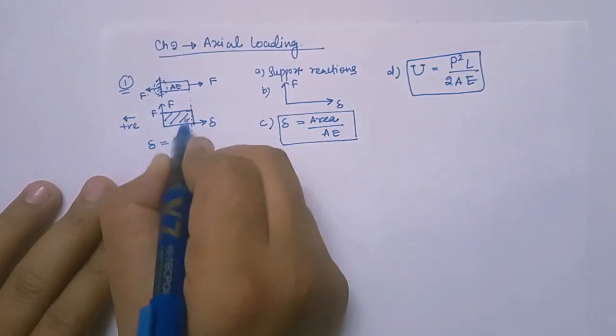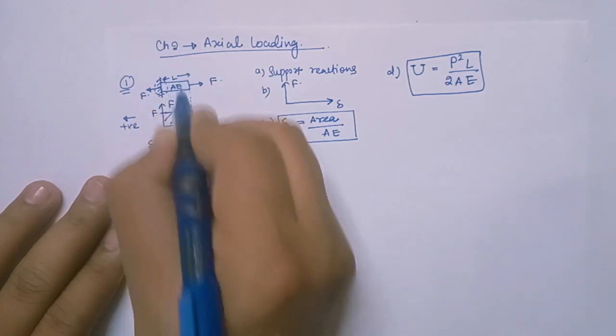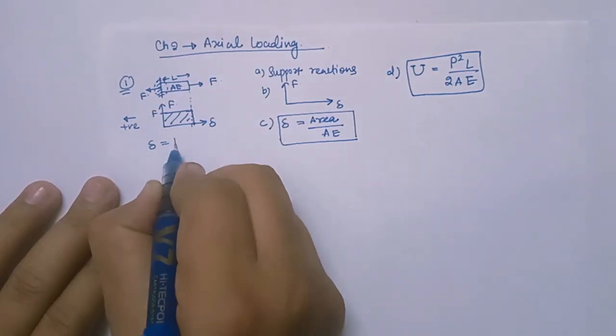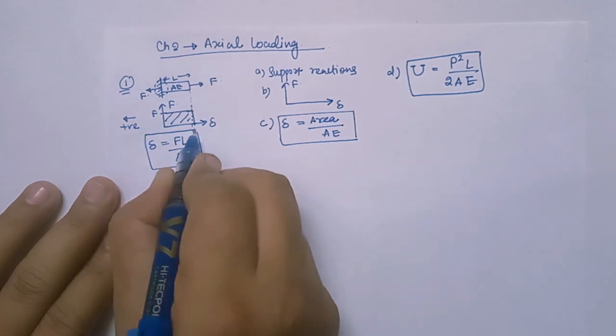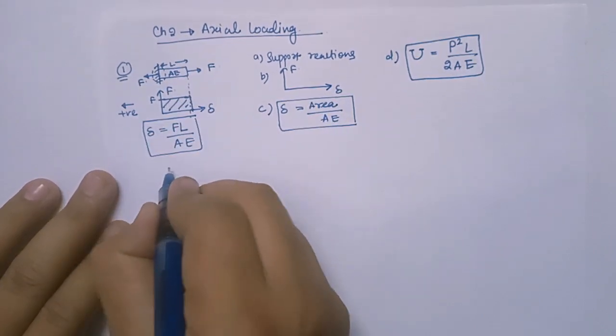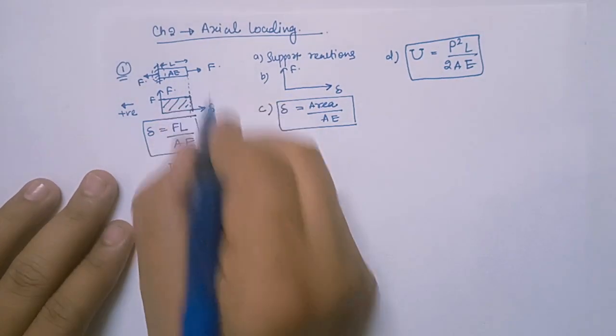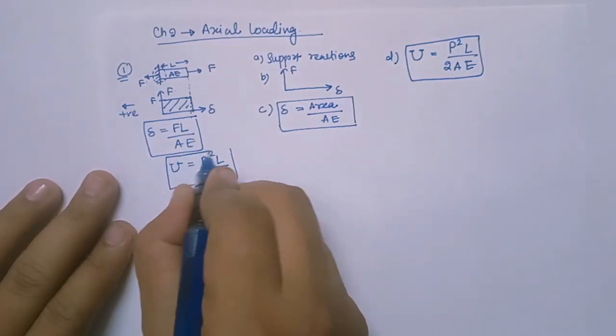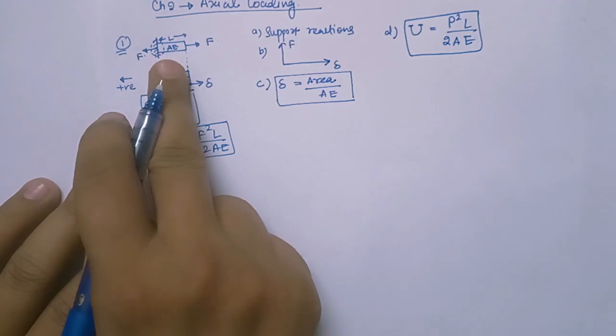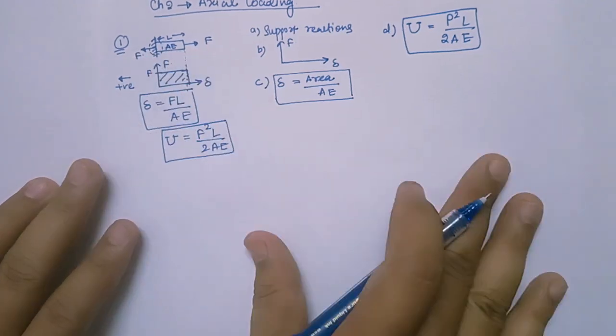And then simply I want to calculate the deformation. So deformation is what? The area of this part. Let us consider the length of this rod is L. So what is the area? L into F, means FL upon AE, is universal. So this is the deformation in this rod. And last I want to calculate strain energy. So strain energy is what? Load, that is F square L upon 2AE. So this is strain energy in this rod when a force is applied on it, right?